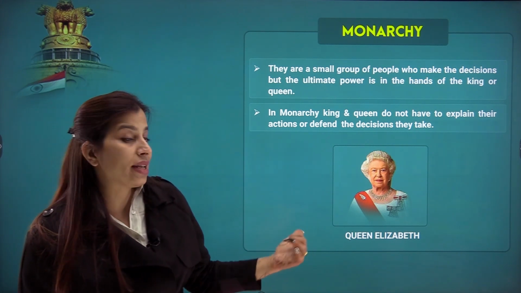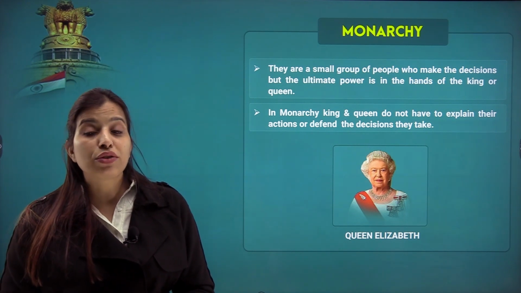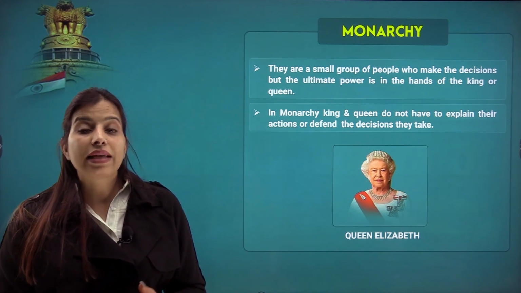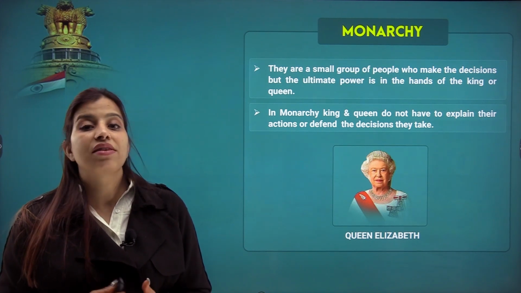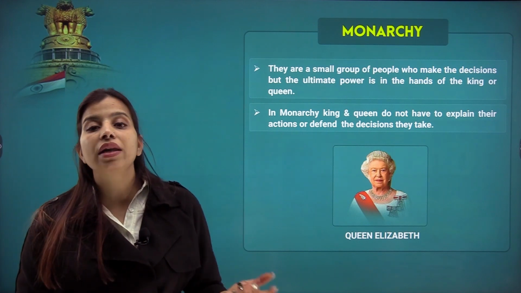Why have we put the picture of Queen Elizabeth over here? It's just because whenever you try to find out about monarchy, it's the one common person that appears everywhere, on every page. If we talk about monarchy, we talk about Queen Elizabeth.